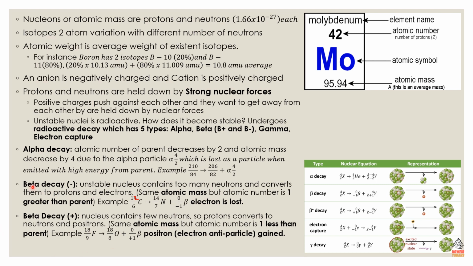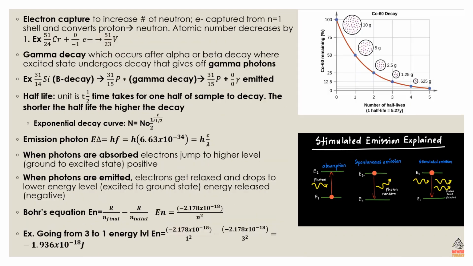Next, you have a beta plus decay in which the nucleus contains few neutrons, but more electrons and protons. So you convert the protons and the electrons to neutrons. Okay, it's also the same atomic mass, but the atomic number is now one less, and instead of an electron, it has a positron, an electron antiparticle, which is gained. And you guys have it here. Alpha decay is essentially the only one with the atomic mass change.